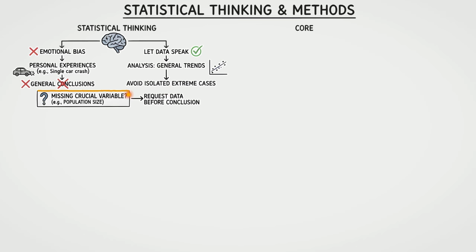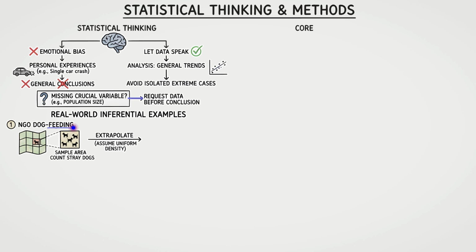And if you find your dataset is missing a crucial variable, say population size, a good statistical thinker will request that missing data before forming any conclusion. Now let's look at some real-world inferential examples where full data isn't available. Consider an NGO dog feeding scenario. To distribute food across a city, they can't count every single dog. Instead, they count dogs in a sample area. They then assume uniform density and extrapolate that count to the entire city of Mangalore. While not perfect, it provides a highly functional estimate that saves time and money.